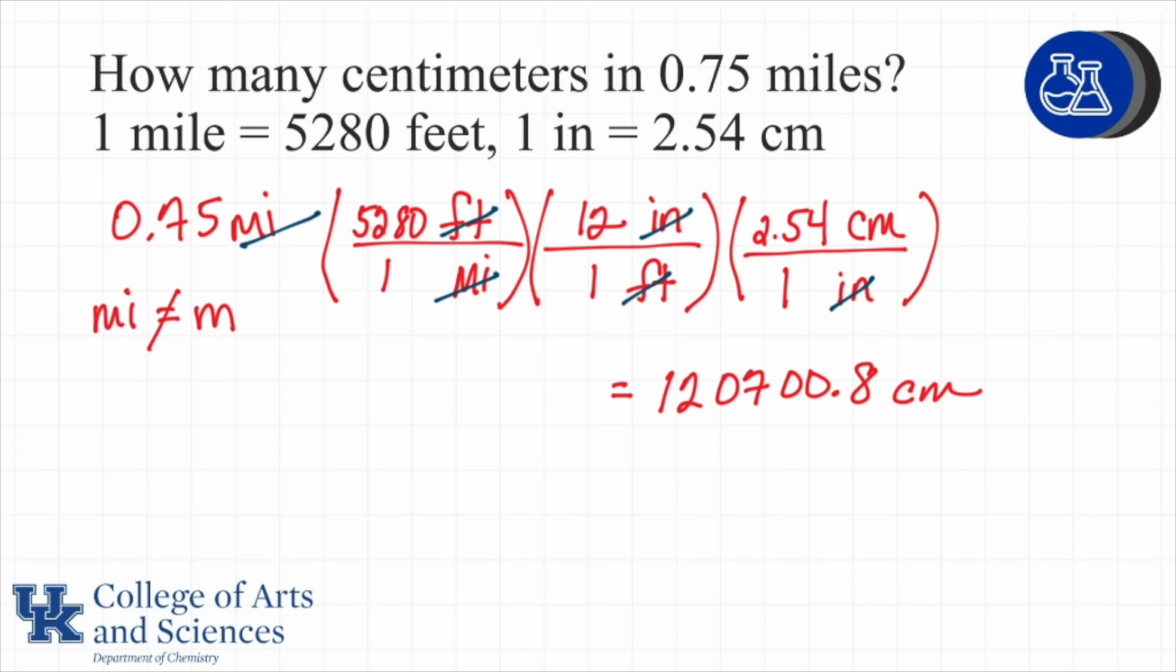And so I get 120700.8 centimeters. And I see that the value I started with, the 0.75 miles, has 2 sig figs. That 0 before the decimal place is not a significant digit because it doesn't add precision to the answer. So I need my answer to have 2 sig figs, which means I'm going to need to write my number in scientific notation in order to get it into 2 sig figs. So I get 1.2 times 10 to the 1, 2, 3, 4, 5 decimal places. So I have 1.2 times 10 to the 5th centimeters as my answer.